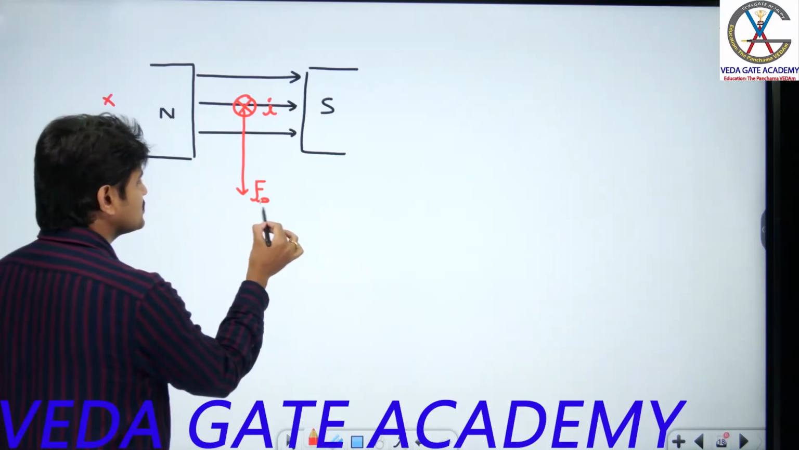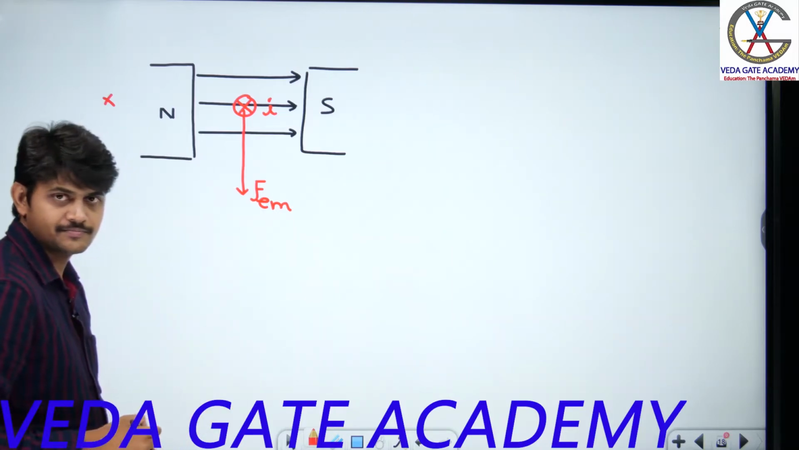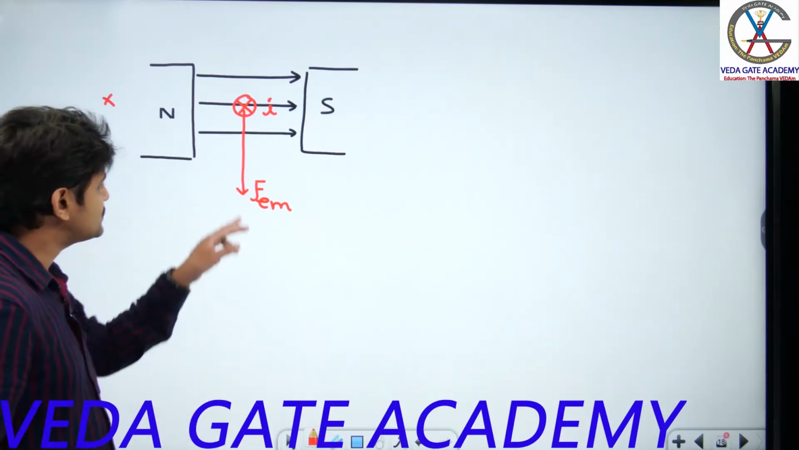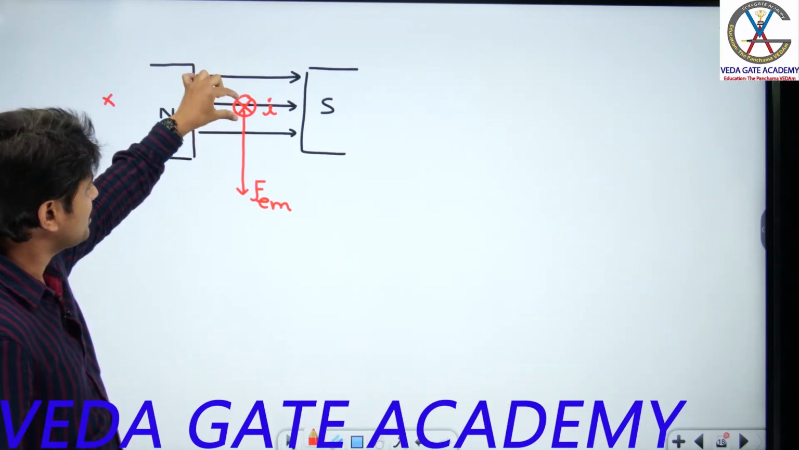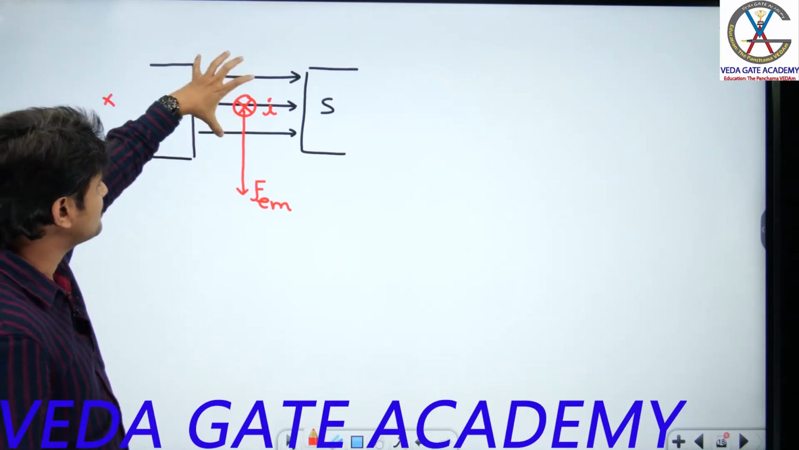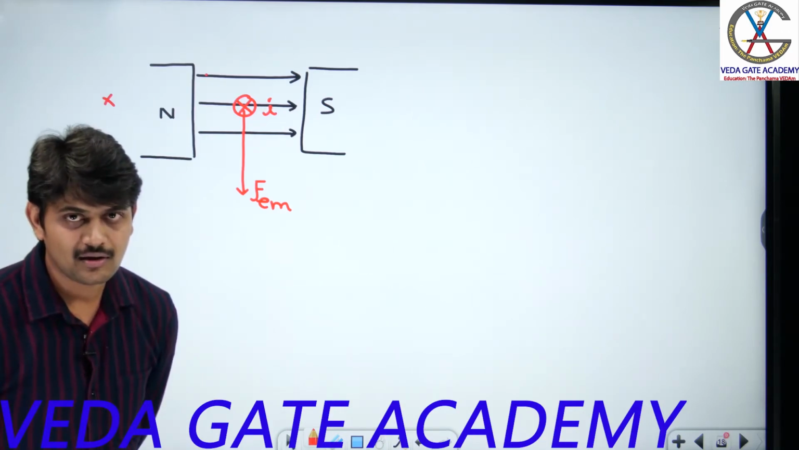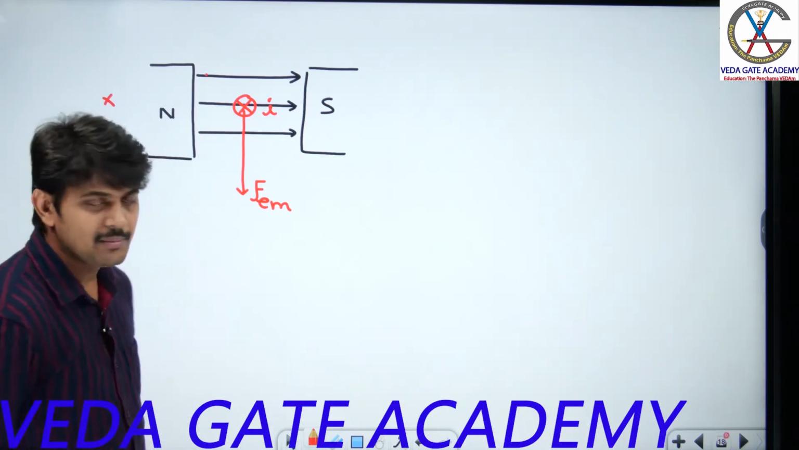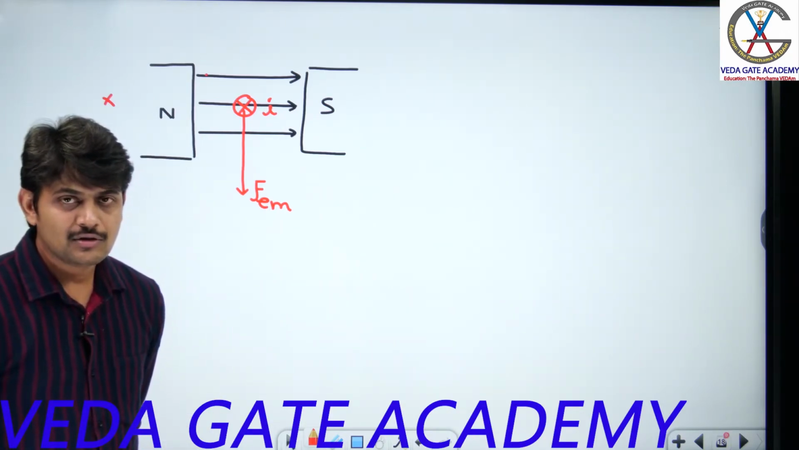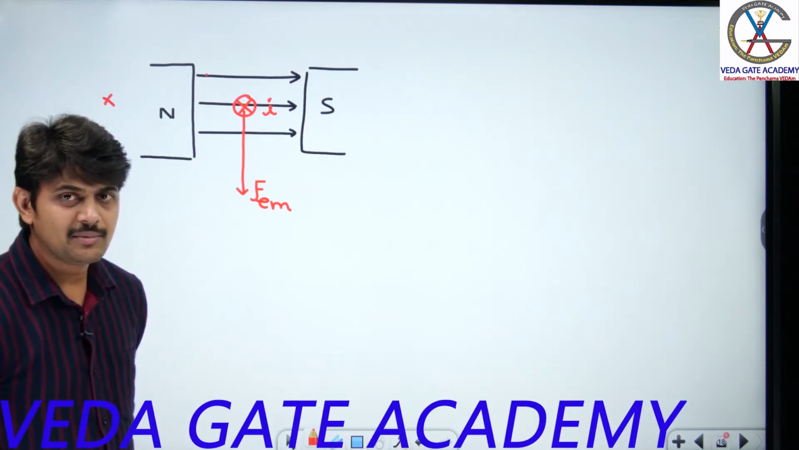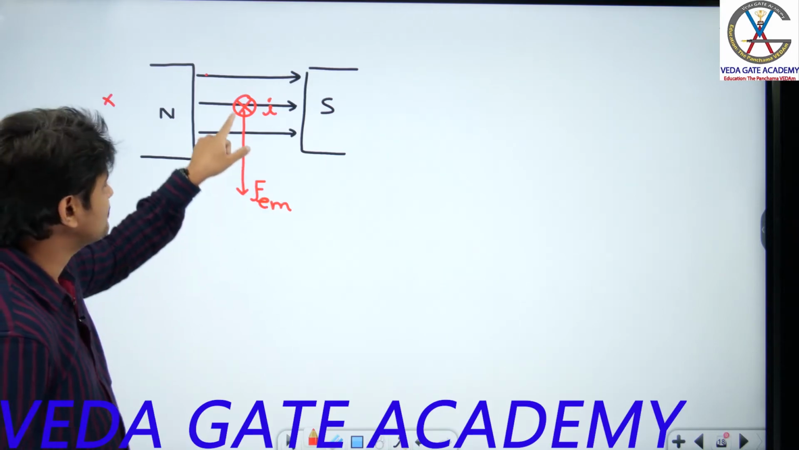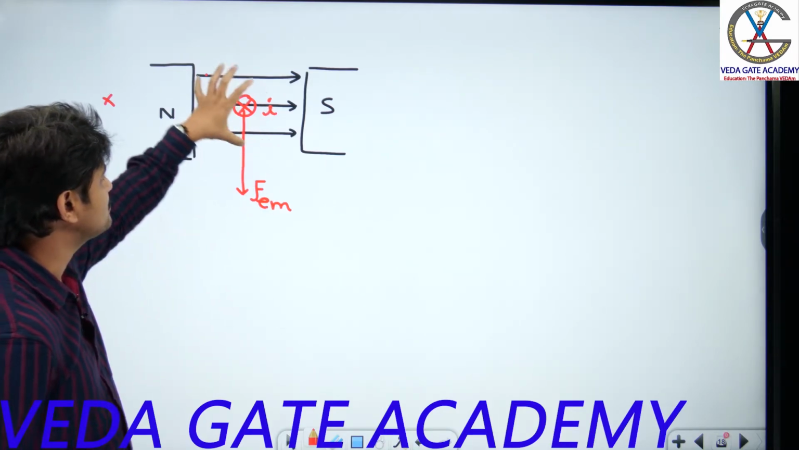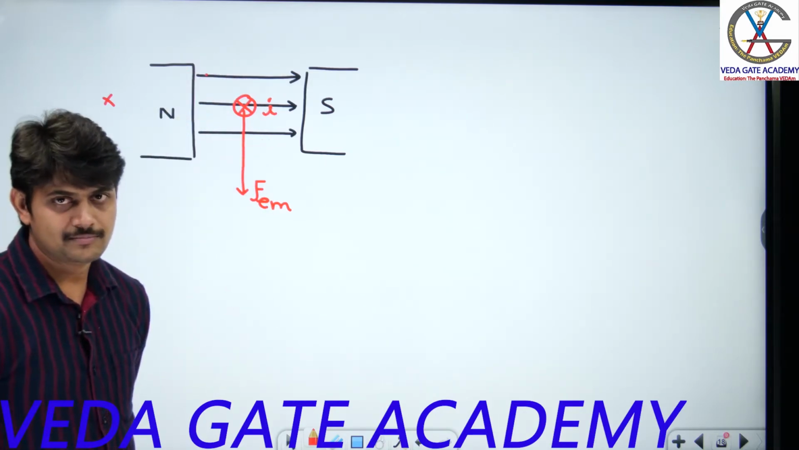And this force is also called the electromagnetic force, because it is created because of the current flowing through the conductor which is placed in what? Magnetic field. That is the reason we name it the electromagnetic force. This is the force created because of a conductor carrying electrical current which is placed in a magnetic field.